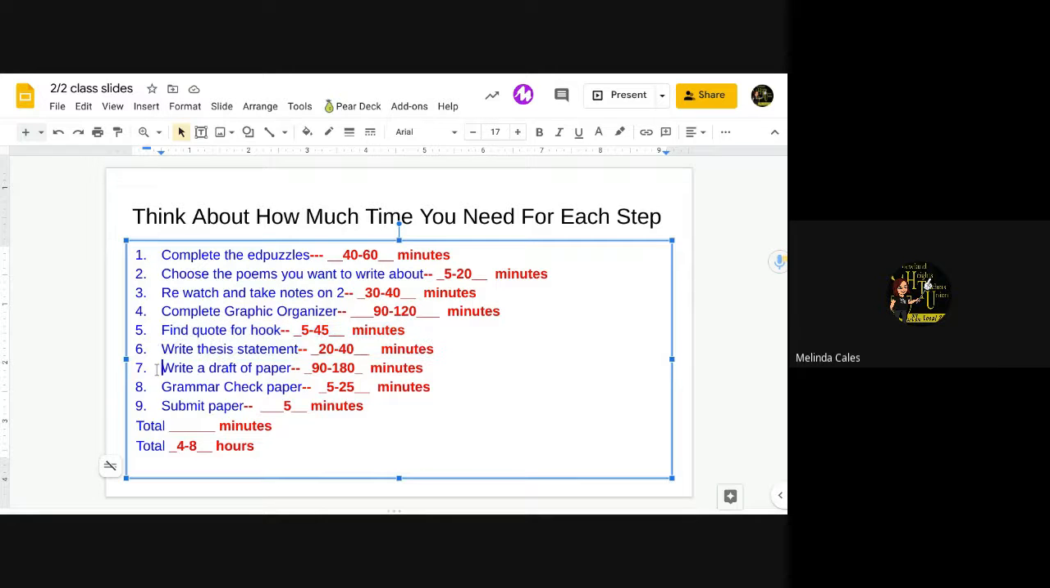And then I know that on Saturday or Friday and Saturday, I have some time. So that's the day that I'm going to set aside to write my draft. Okay. So I know I should have my draft done by Saturday evening. And then on Sunday, all I'll need to do is double check my grammar and submit the paper. All right. So any questions on how to chunk that out?